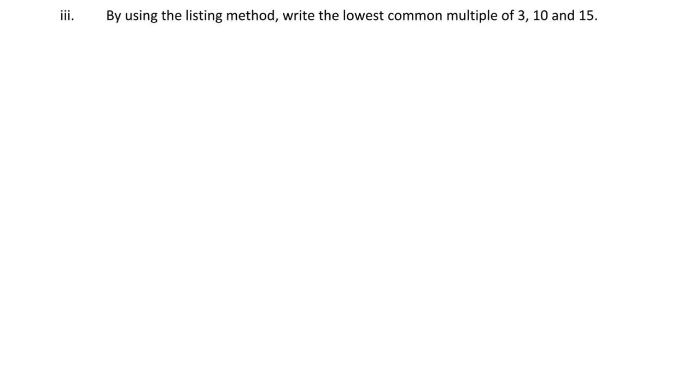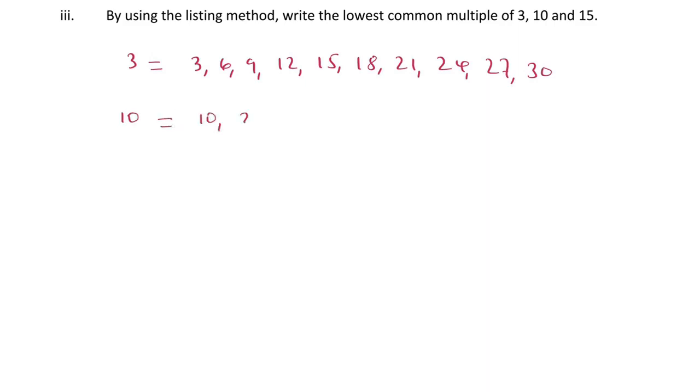For Roman 3, by using the listing method, we are supposed to write the lowest common multiple of 3, 10, and 15. Okay, so first we are going to start by listing the multiples of each number. Starting with 3, the multiples are 3, 6, 9, 12, 15, 18, 21, 24, 27, 30. The multiples for 10 are 10, 20, 30. And the multiples for 15 are 15, 30. Okay, so now from the multiples listed, we can see that the lowest common multiple equals 30. And this is going to be our answer.